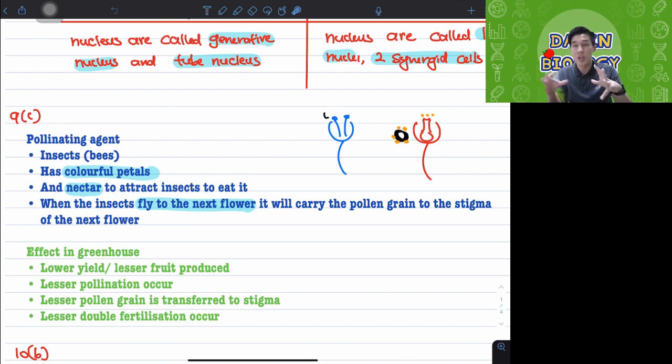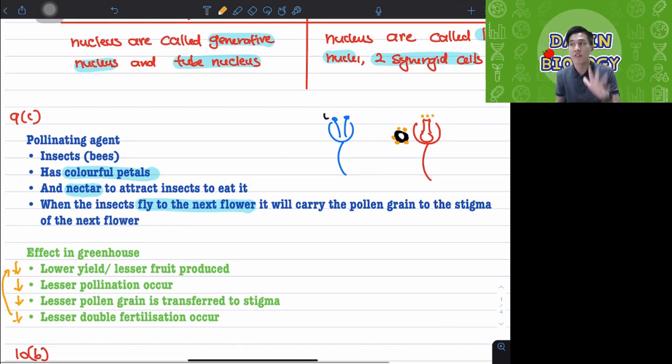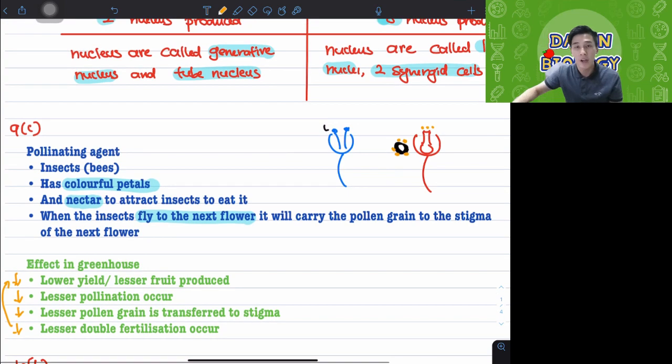So I need to elaborate on that. Okay, so elaborate on the effect. So we know insects give lesser pollination. So the effect is you have lesser pollen grain transferred, lesser fertilization, and therefore, go back here, lower yield, which means lower fruits are being produced. So usually in this case, the farmers will manually use a brush to brush the pollen grain and transfer the pollen grain, pollinating the flower manually. So that's what the farmer has to do if they plant it in greenhouse. They cannot rely on bees. Okay? Now, you can copy this.